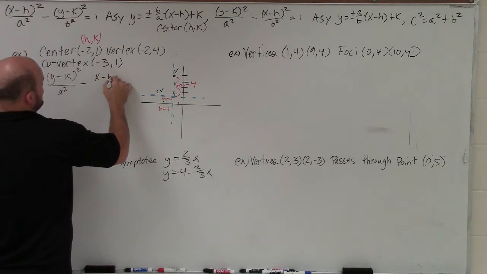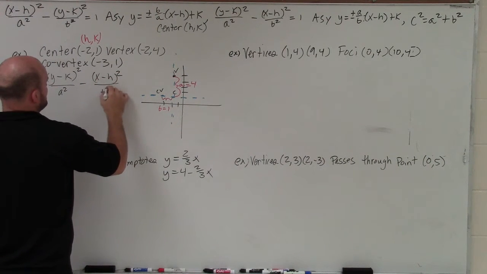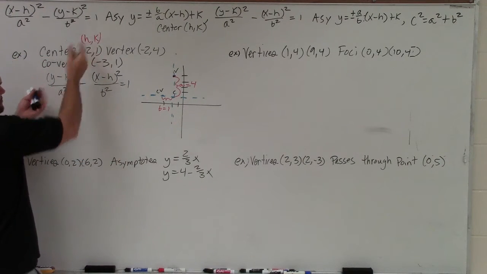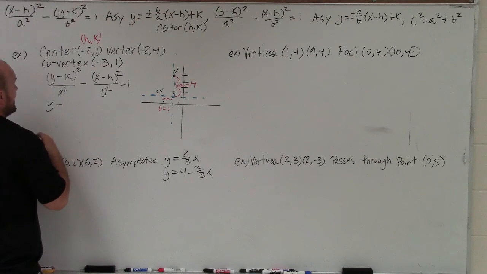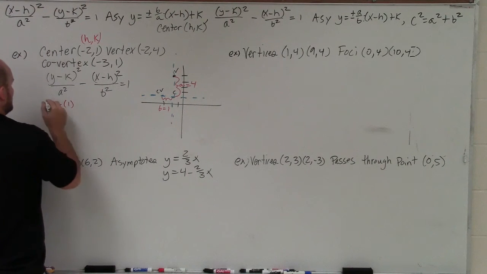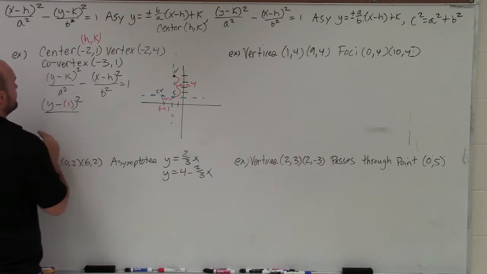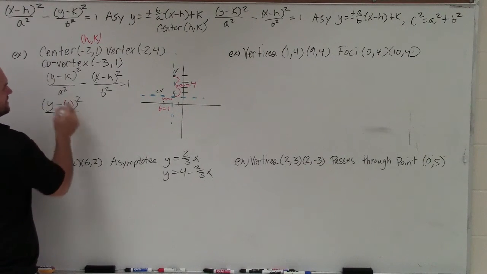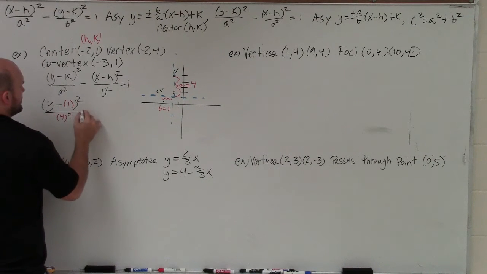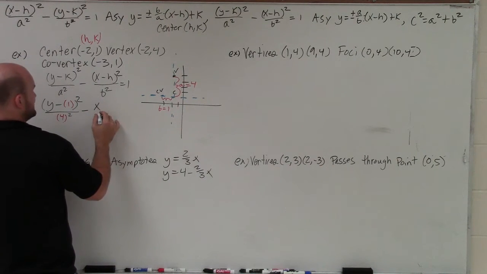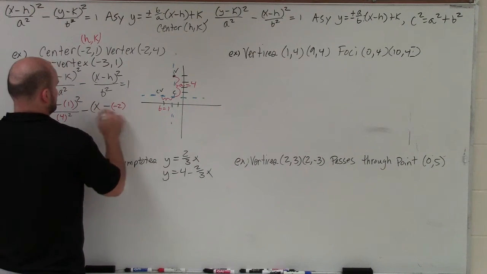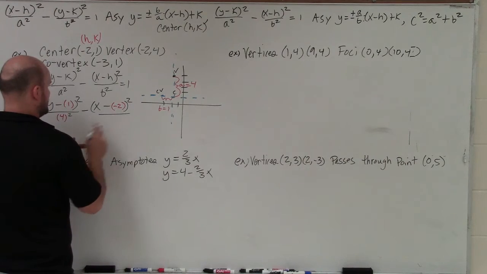Minus (x minus h) squared over b squared equals 1. OK, so I know k. K here is 1, so I'm just going to write in y minus 1. I'm going to put it in parentheses just so I remind myself what I'm doing. A here is 4, so 4 squared, minus (x minus h), h being negative 2, over b squared, which is 1.